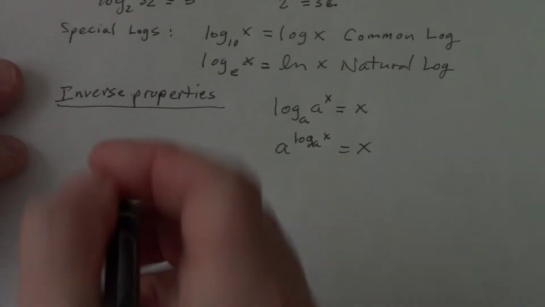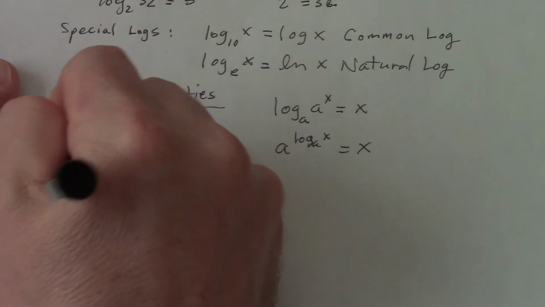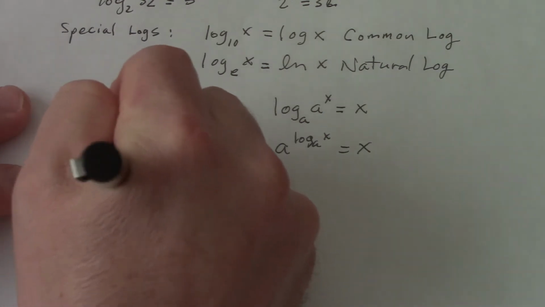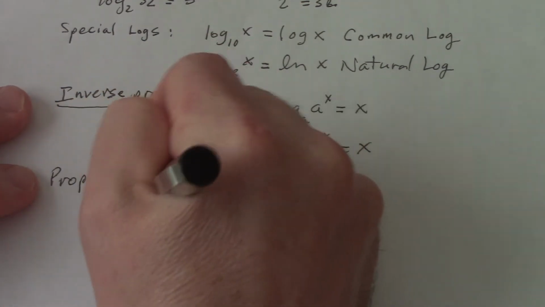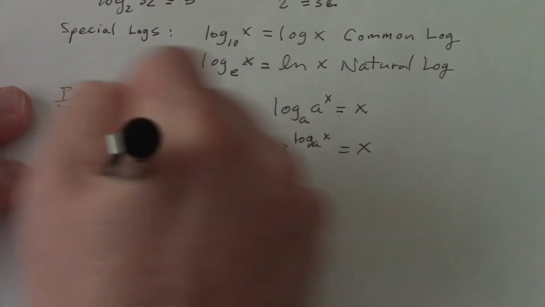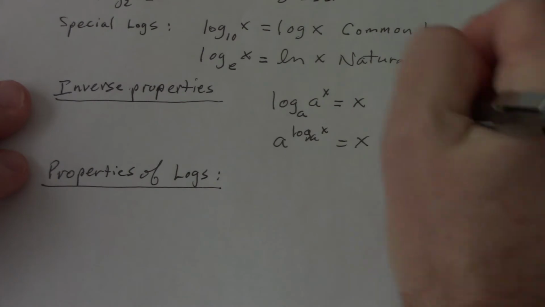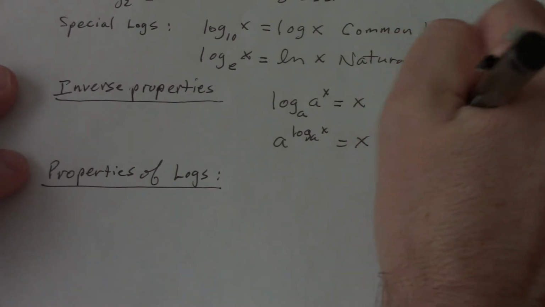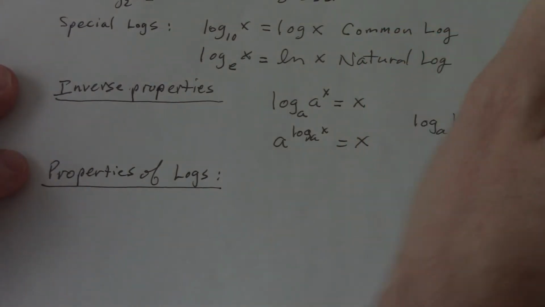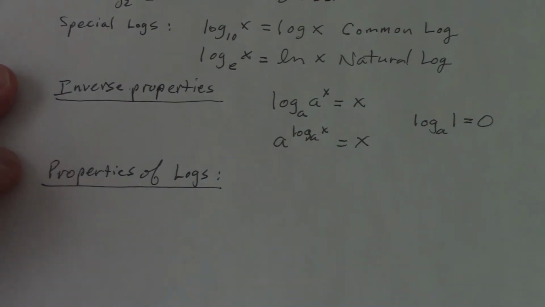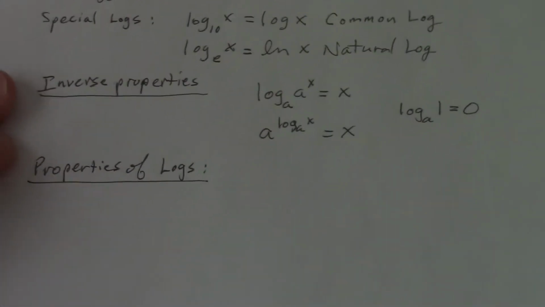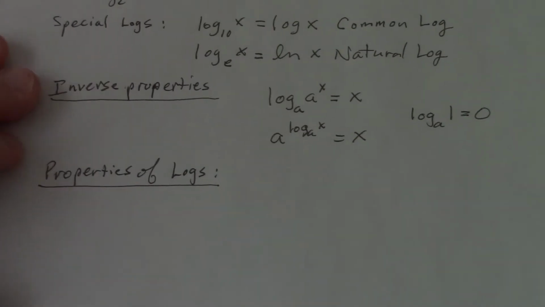Properties of logs. There are three main properties. Of course, I could write it. Maybe I should write it down over here. We know that log base a of 1 is 0, because a to the 0 would be 1, for any base a. It doesn't really matter what the base is. So that's another thing to note.